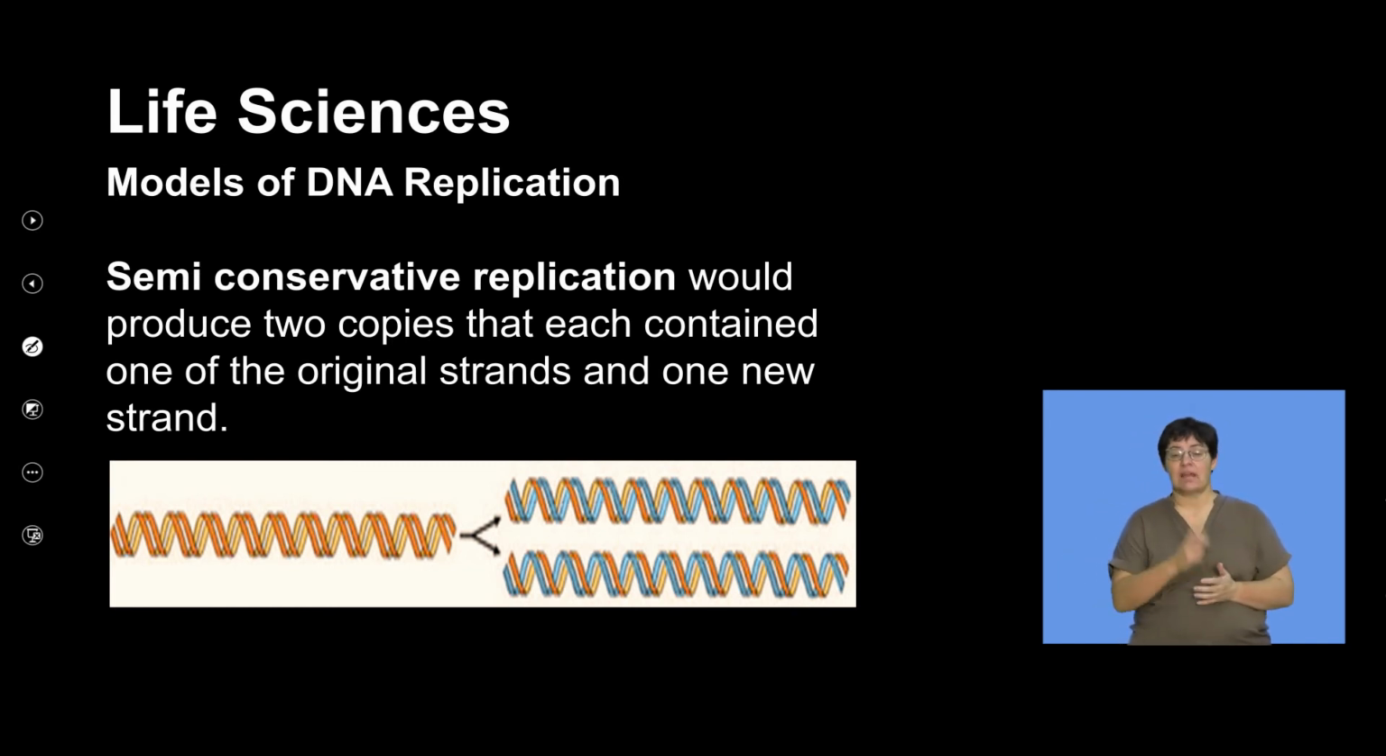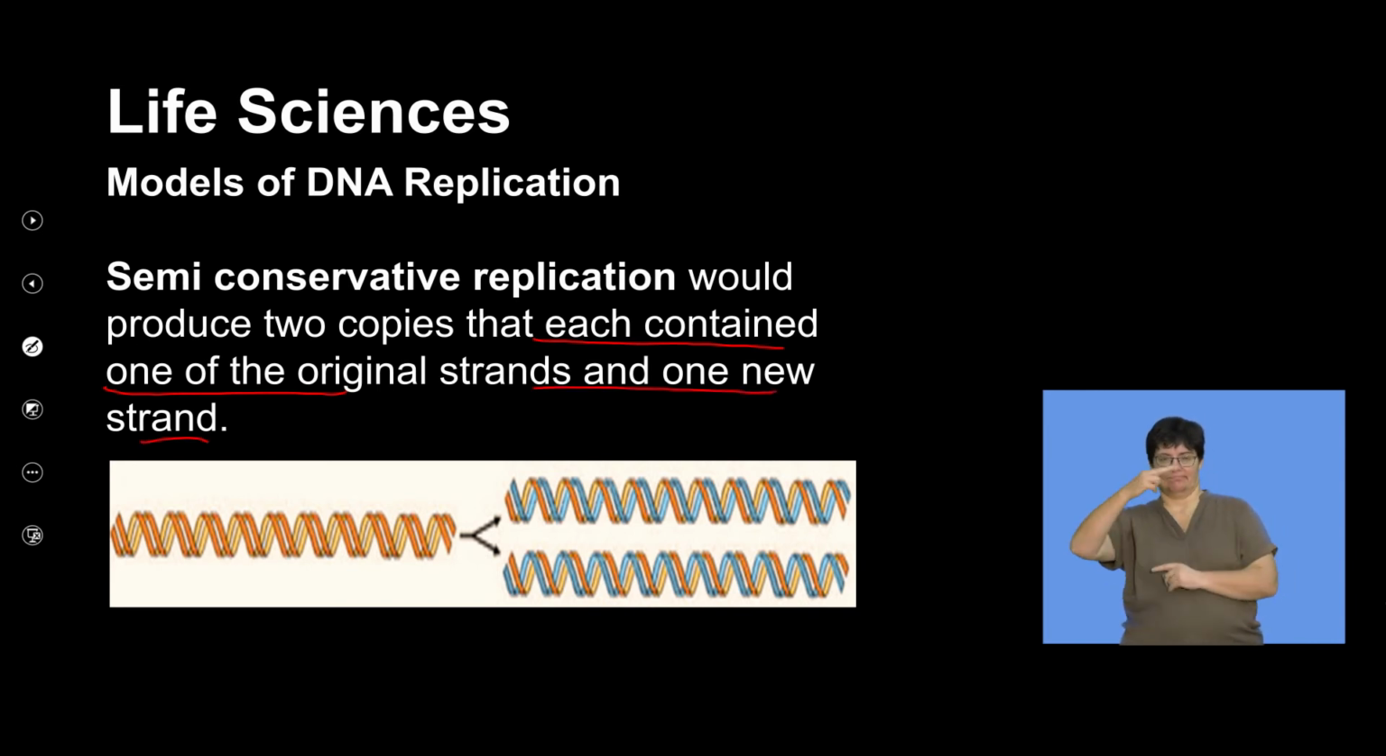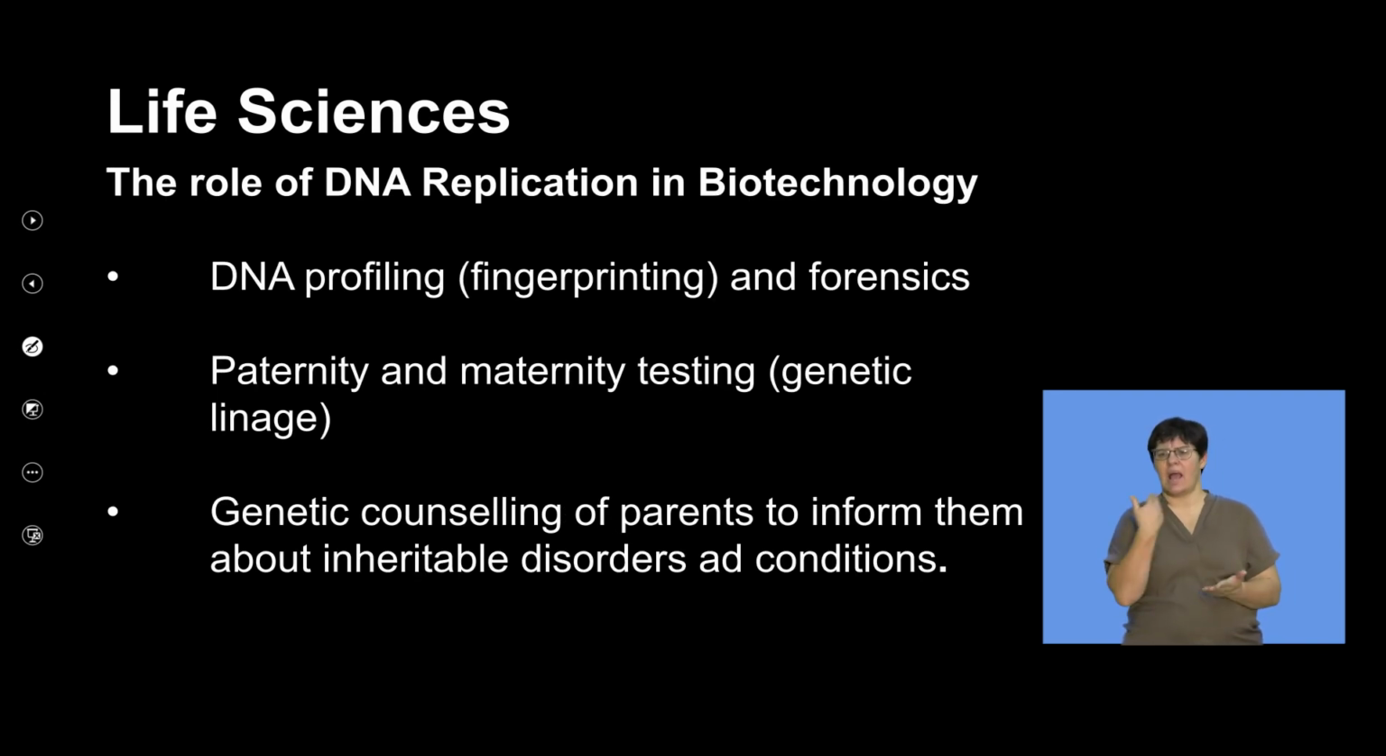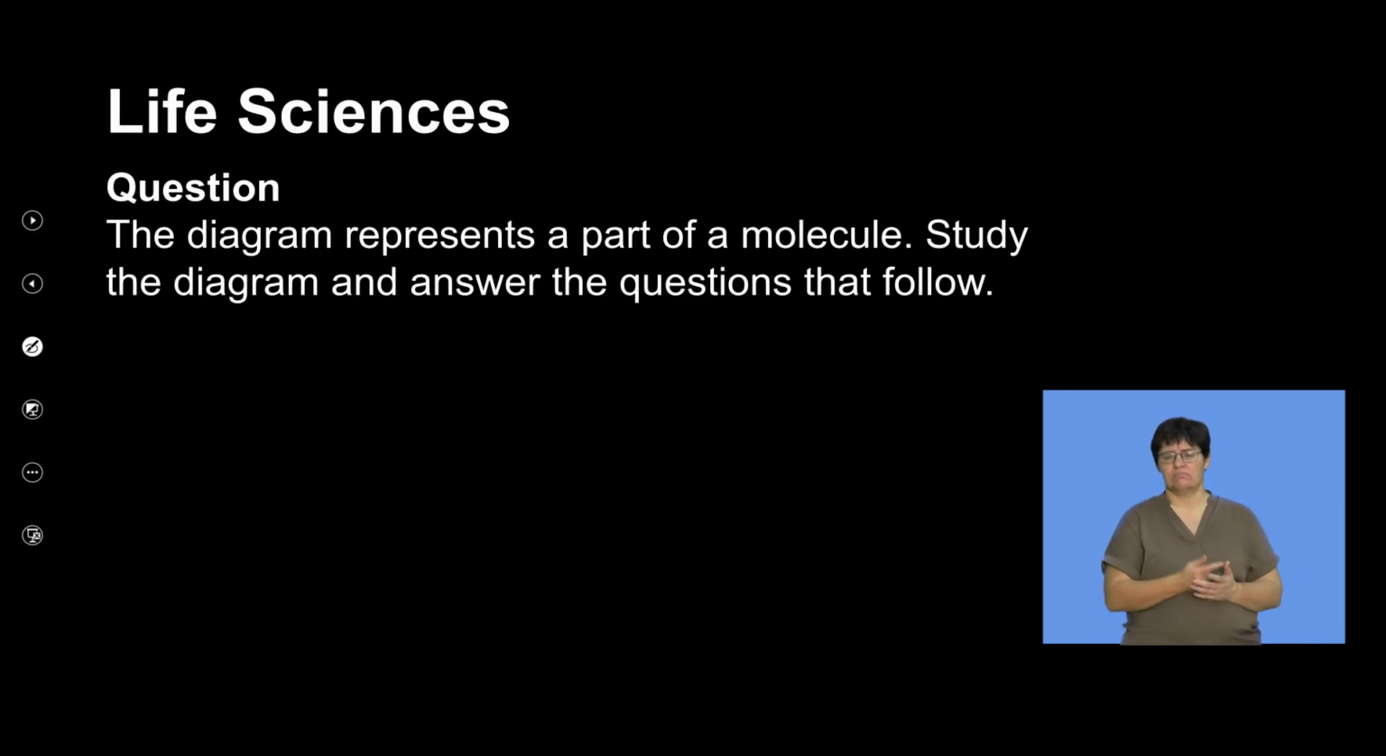So we refer to that as the semi-conservative model, which produces new molecules, each containing one original strand and one new strand. And so we're going to move on to trying to apply our understanding to this in terms of some questions.